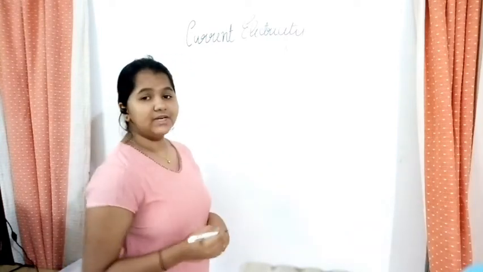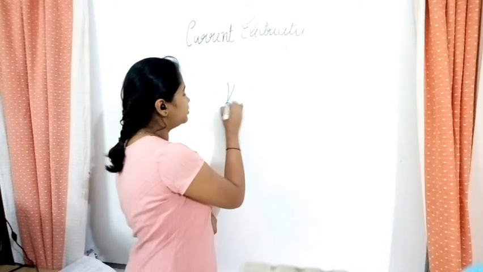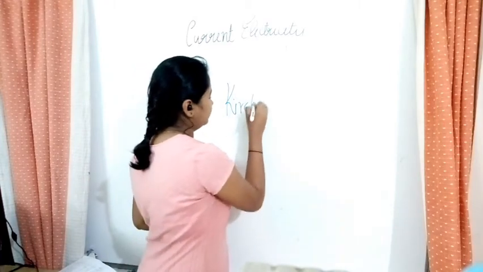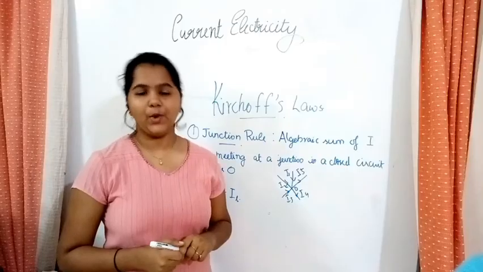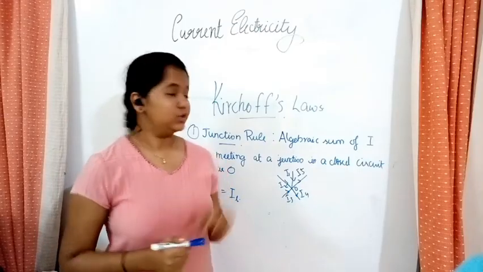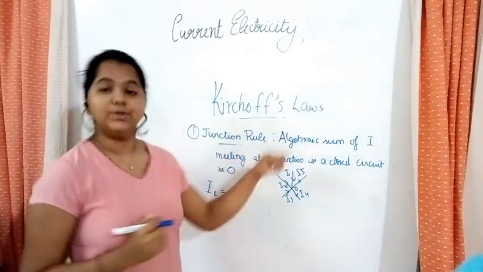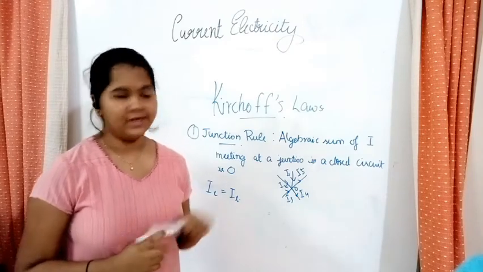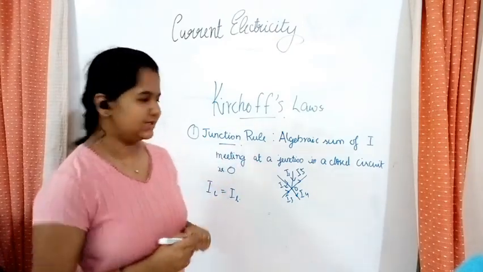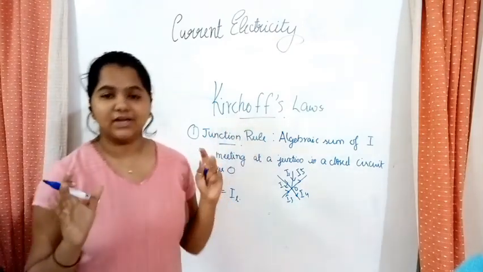So now we have to learn about something known as Kirchhoff's law. Now we'll discuss Kirchhoff's law. First thing, there are two Kirchhoff's laws. The first one is the junction rule and the second one is the loop rule. So let's see the junction rule first. What does the junction rule state?